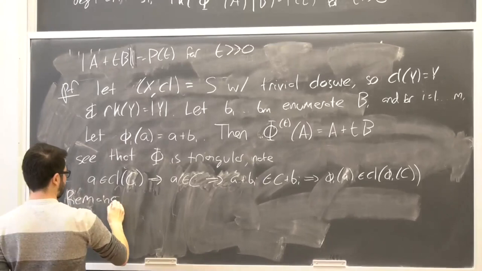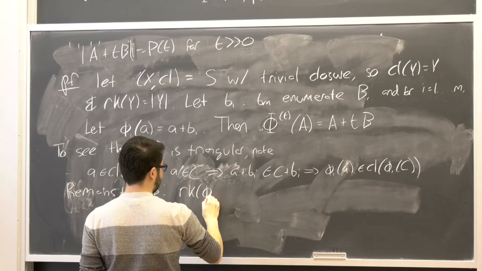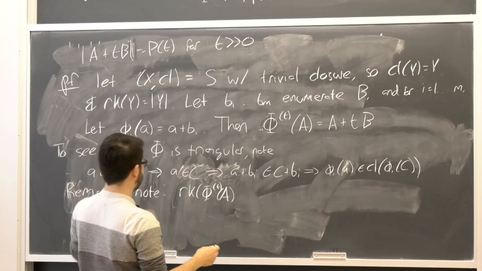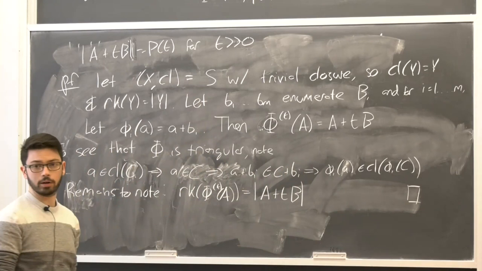So we already know that phi t of A is A plus tB, and then the rank of phi t of A, we already said that rank is just the same as cardinality in this case. So it's the cardinality of A plus tB. And then our theorem guarantees that that's equal to a polynomial, right?